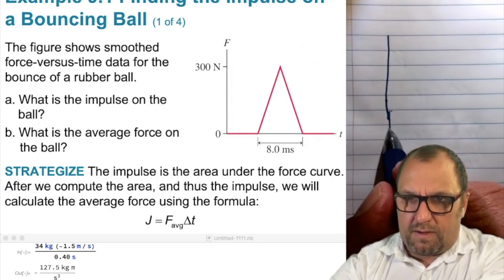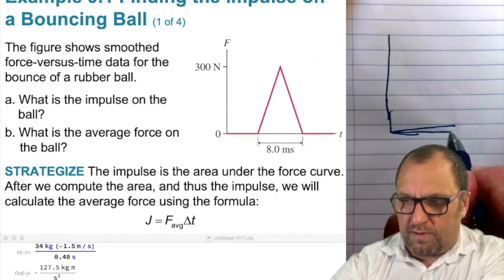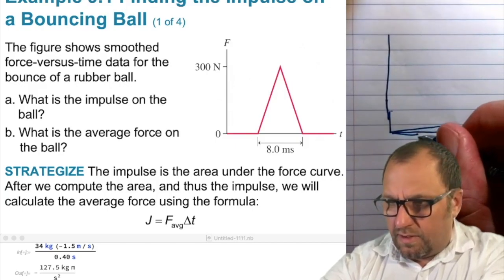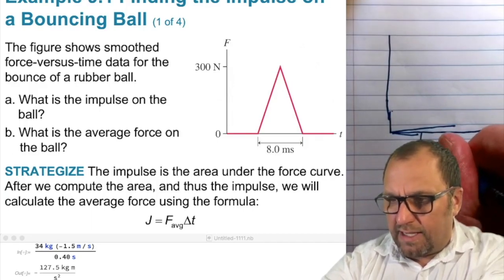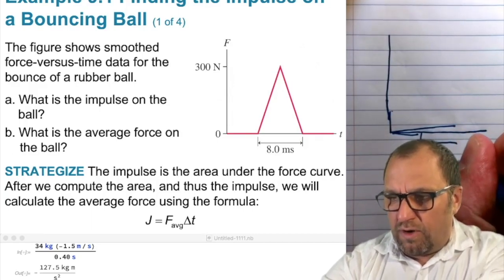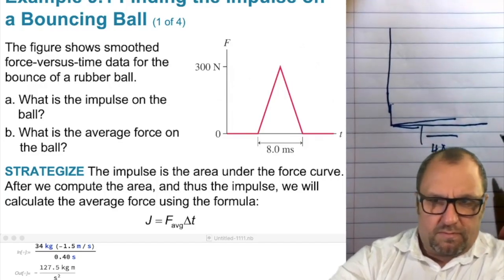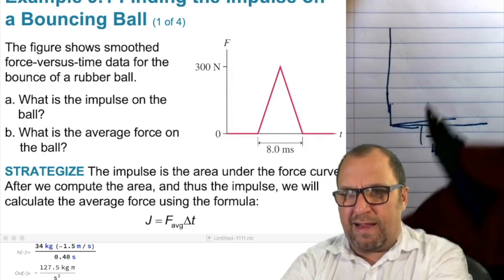There we go. Oh, I'm not drawing straight. There we go. All right, so this is 800. We can cut that in half. Say 4 milliseconds. Okay, so right there. Move my head. There we go.